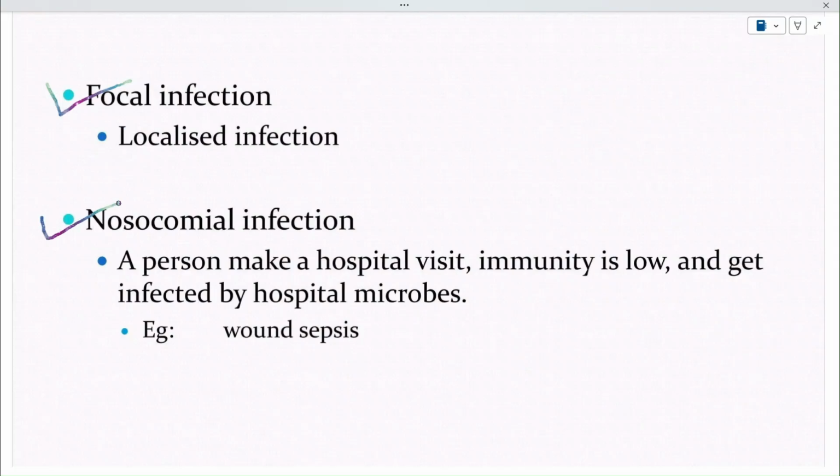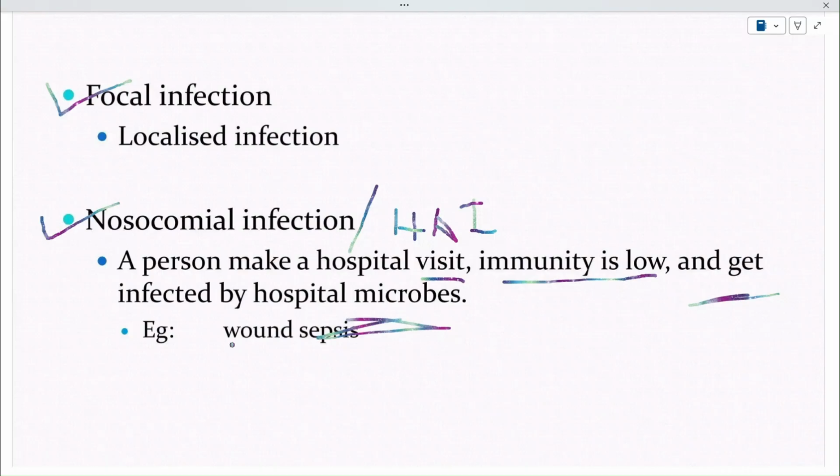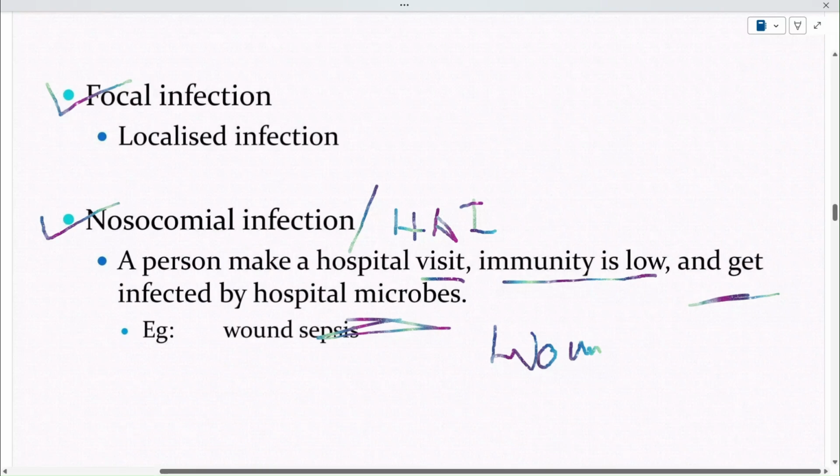So next we can see nosocomial infection. As everyone knows, nosocomial infection has another name, hospital acquired infection. This denotes that a person makes a hospital visit for treatment, and their immunity is low and they get infected by other hospital microbes. Example, wound sepsis. When we undergo any wound treatment, the bacteria present in the hospital may enter through the wound and cause infection. So this is known as nosocomial infection.